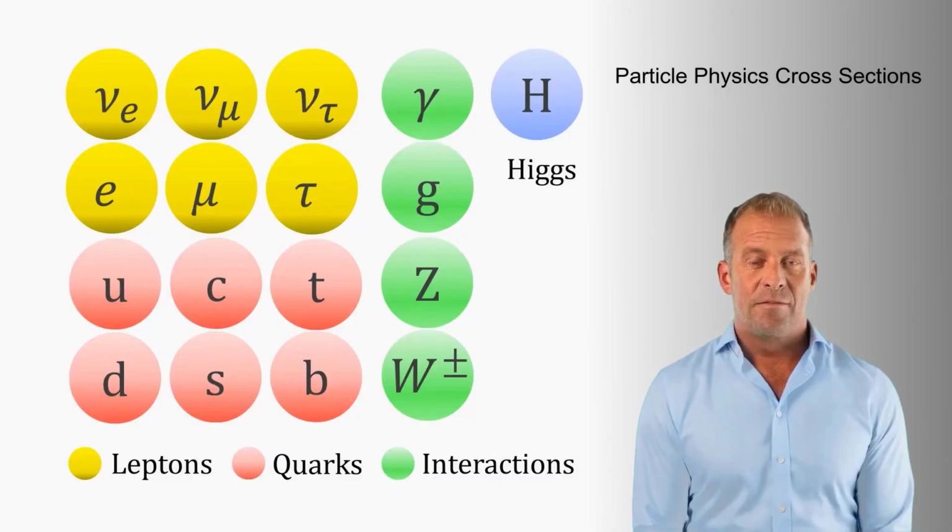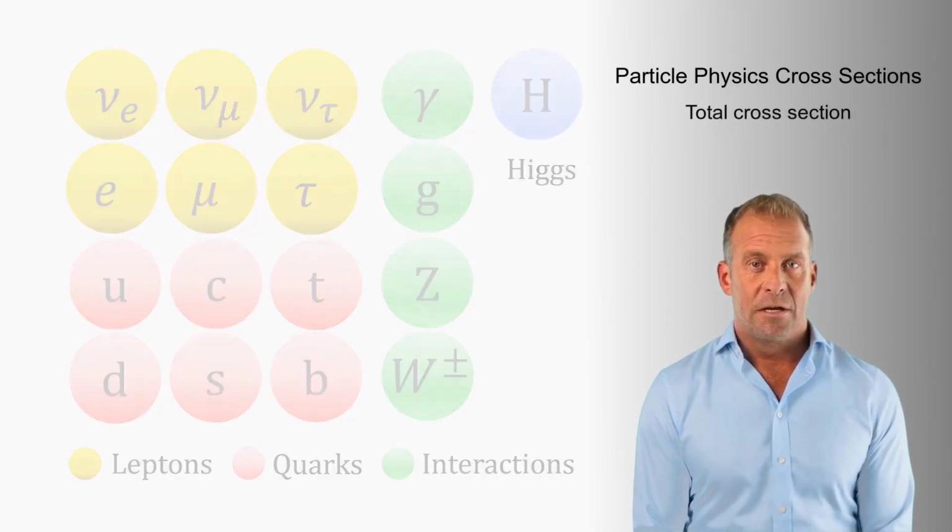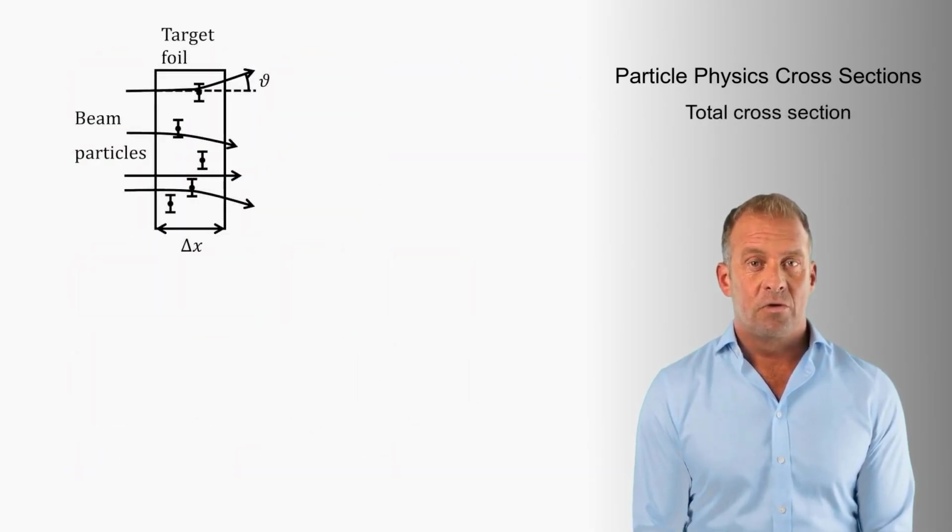Welcome to our video on the physics of elementary particles with the matter particles, leptons and quarks, interaction mediators, and the Higgs boson shown in the figure. Here we will discuss total and differential cross-sections. At start, we remember the idea of the total cross-section.